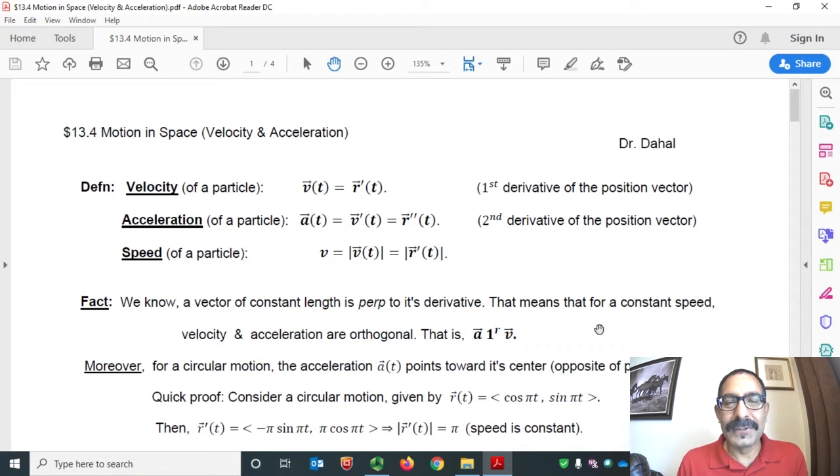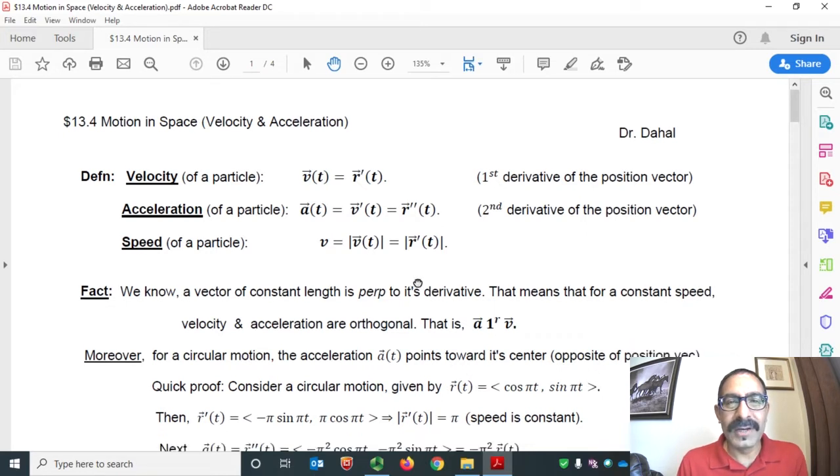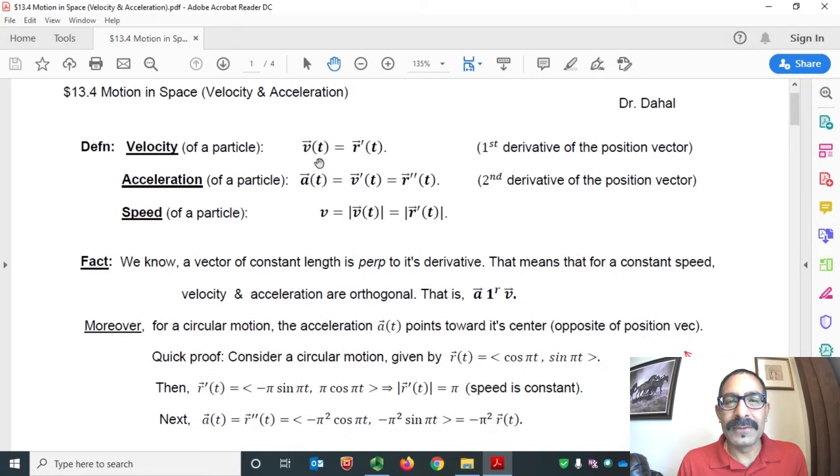The first definitions. Velocity of a particle we denote by vector v(t) equals the derivative of the position function, that's r prime(t). Acceleration of a particle we denote by vector a(t) equals the derivative of velocity, or the second derivative of the position function.